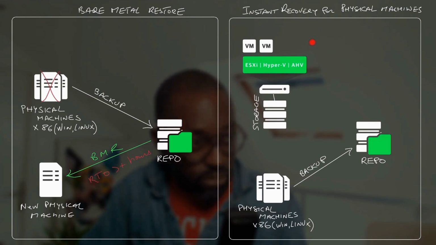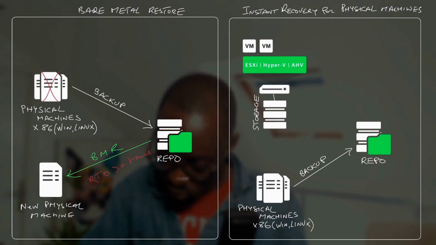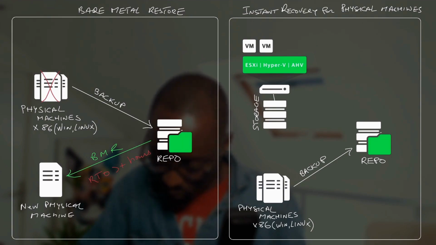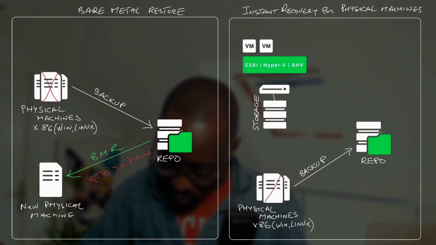Here, in the other diagram, you have what we are going to illustrate, which is the instant recovery for physical machines. Here we find our physical machines, x86, Windows or Linux, backed up in the repository, the starting point, and so we resume the same scenario, the unavailability of a server here.